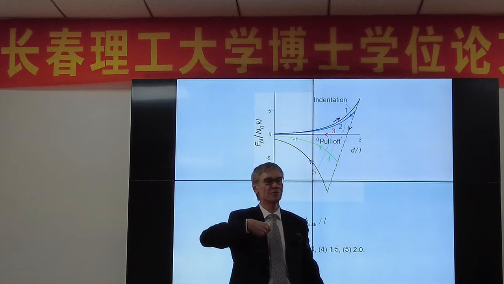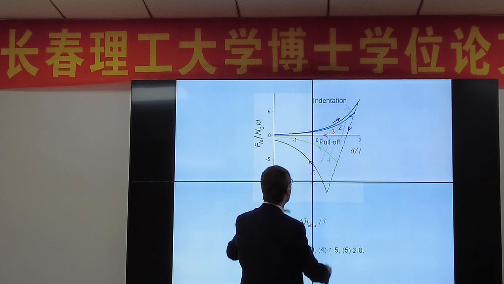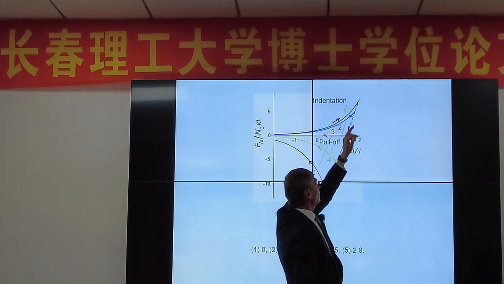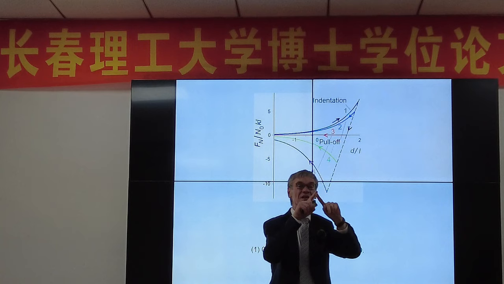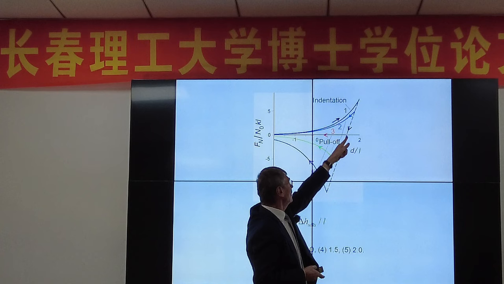But if you have some adhesion, then when pressing you always have line 1, but when detaching you have line 2. And between them there is some closed area. And this is some energy dissipation. If you are in the critical state, delta H by L is 1, then you have zero adhesion. And if you have larger than 1, then you have positive adhesion.